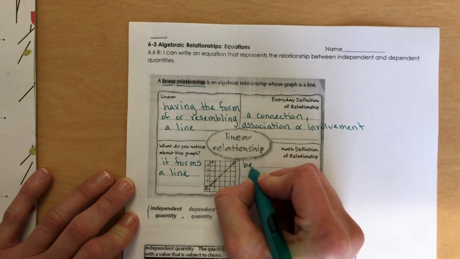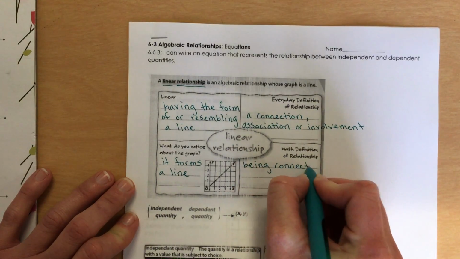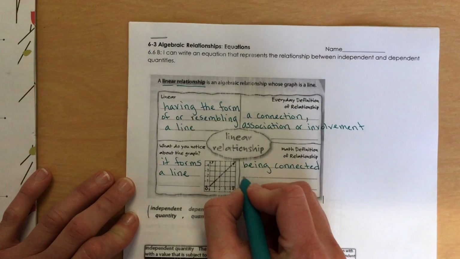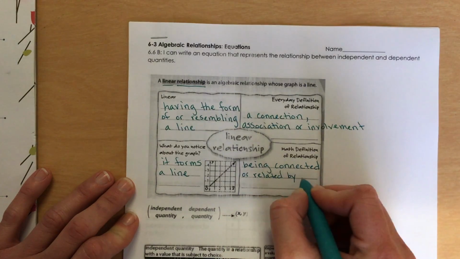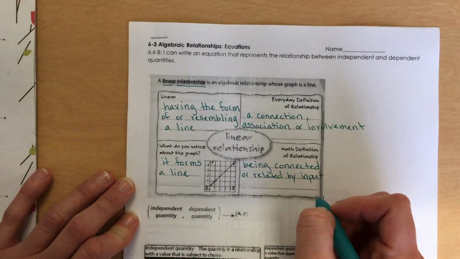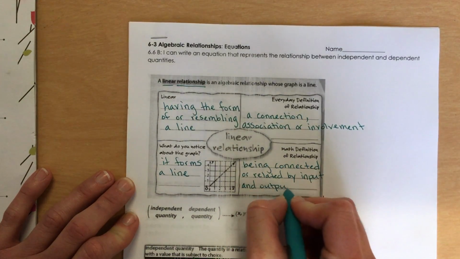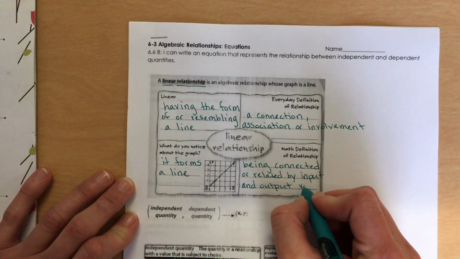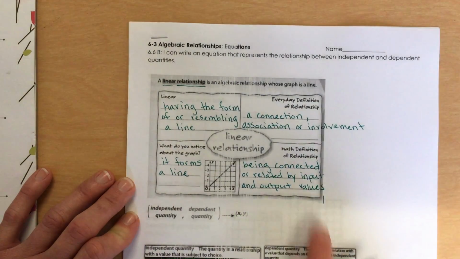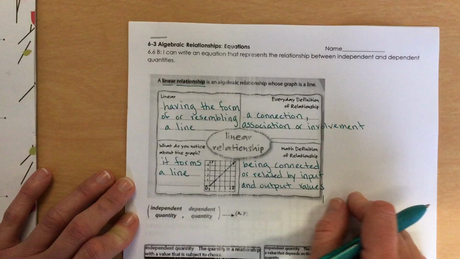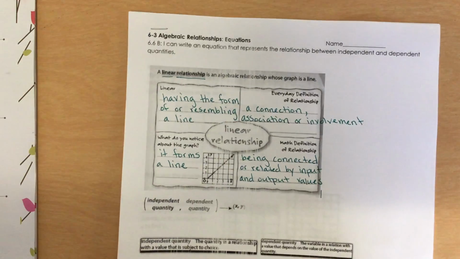So we've defined linear, we've defined an everyday definition of relationship, but what would be a math definition of relationship? Well, in math, when we're talking about relationship, it means being connected or related by input and output values. So going back to what we've been talking about in class with our independent and dependent quantities, we know our input is our independent and our output is dependent. So when we're talking about relationship in math terms, we're talking about our input and outputs being connected and related. What do they create?